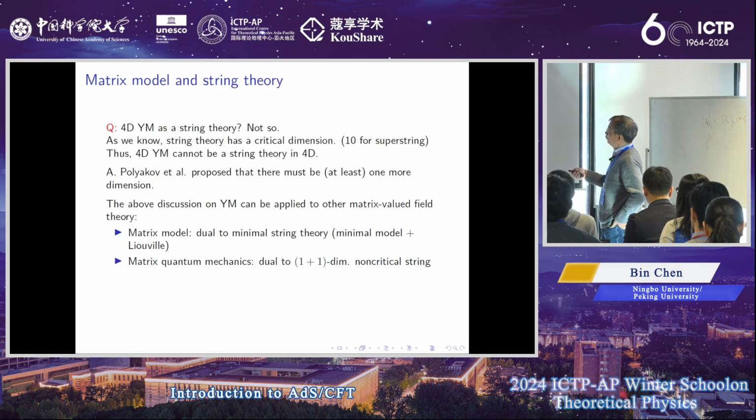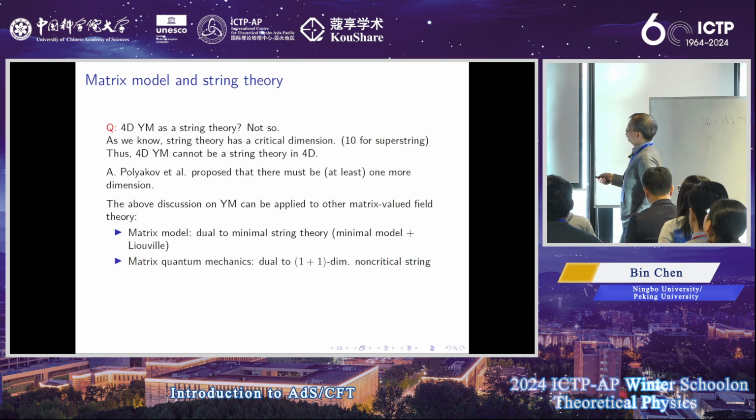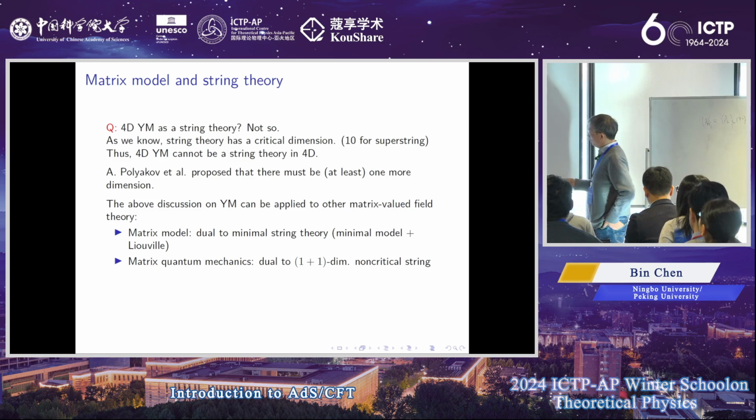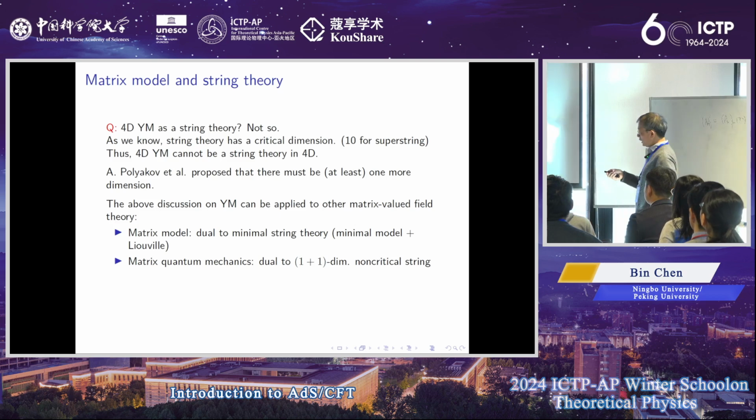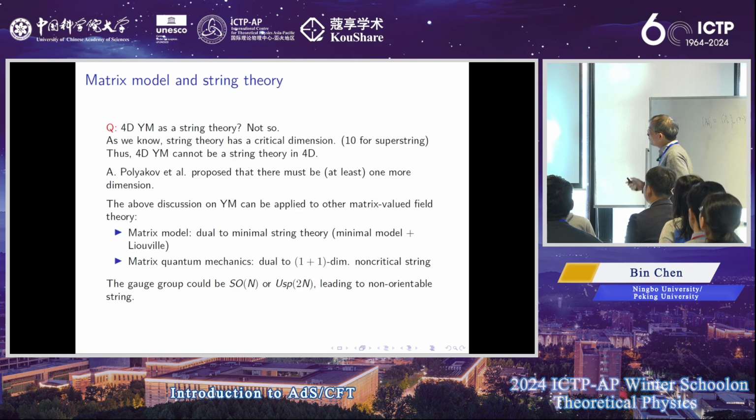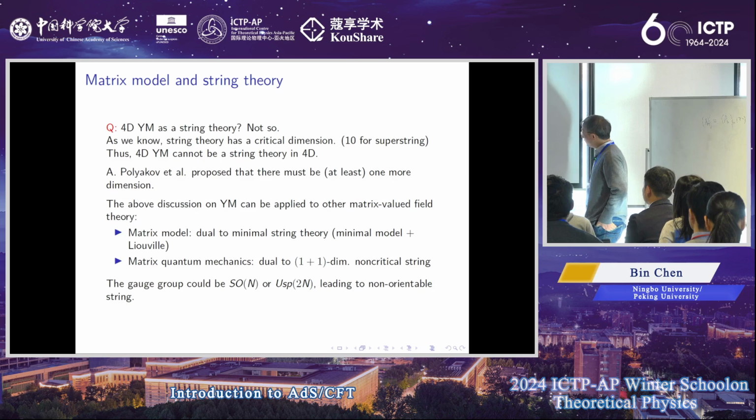For example, if we consider a pure matrix model, it could be dual to a minimal string theory. That means a minimal model plus some gravity theory. And if you consider a time direction, that means we study matrix quantum mechanics, and it could be dual to a 1+1 dimensional non-critical string. And this has been studied in the 1990s, before the AdS/CFT correspondence.